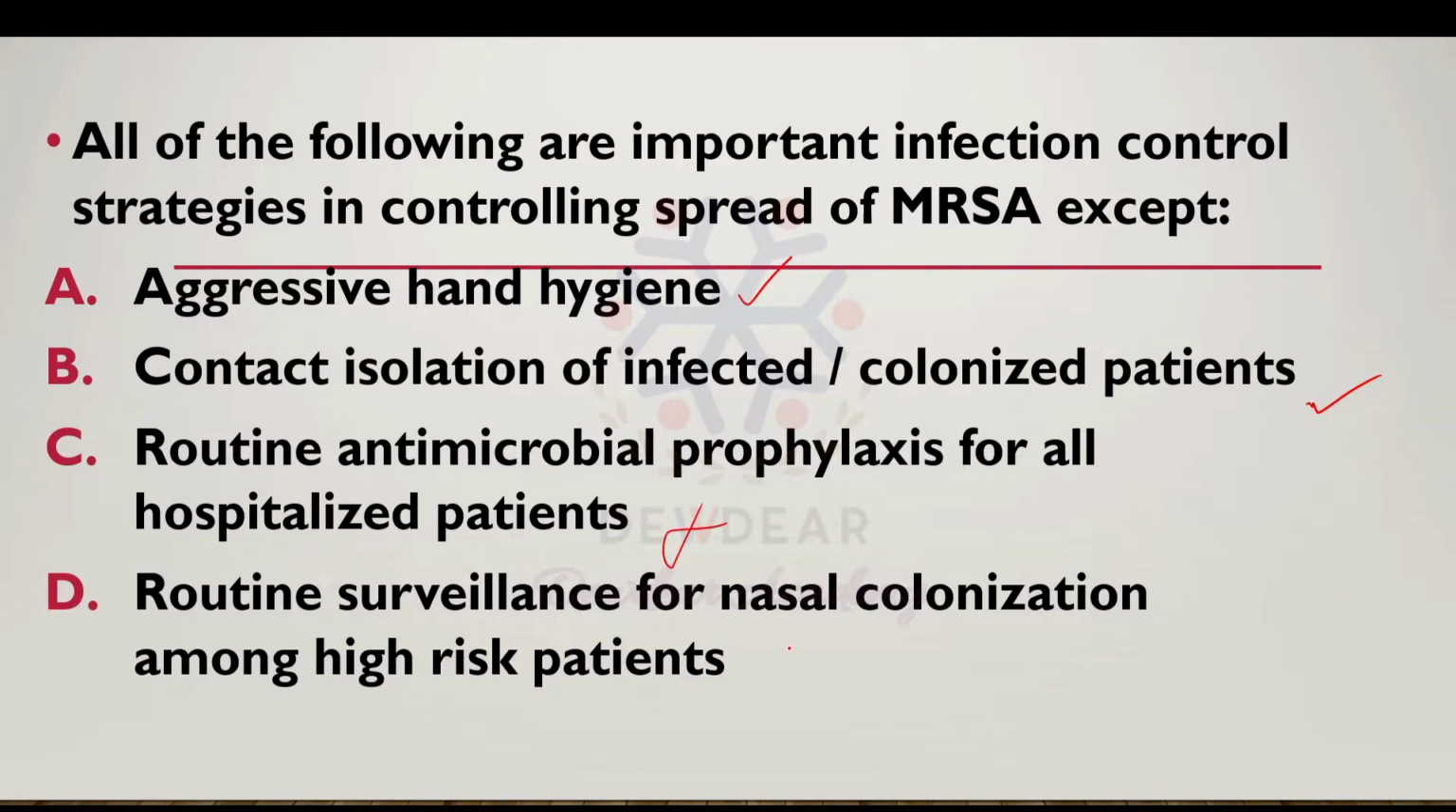Then routine surveillance for nasal colonization among high-risk patients. For the high-risk patients, the routine surveillance for the nasal colonization can be done. So that is also an infection control strategy. So the question is, all are important infection control strategies except the routine antimicrobial prophylaxis. So this is the correct answer. Correct answer is option C.